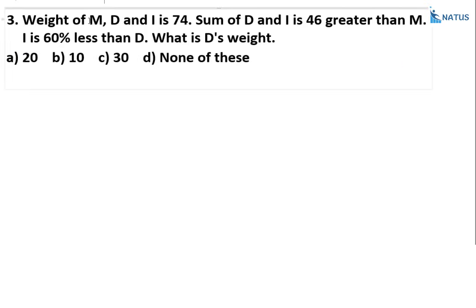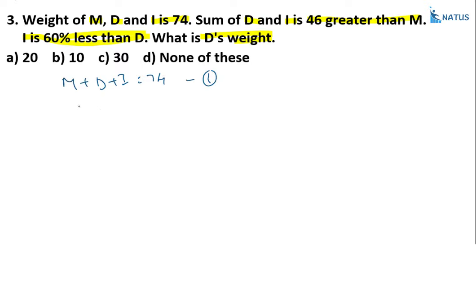Third one, the weight of M, D and I is 74. Sum of D and I is 46 greater than M. I is 60% less than D. Then what is D's weight? See, here it is clearly mentioned the sum of M, D, I is equal to 74. This is the first equation.